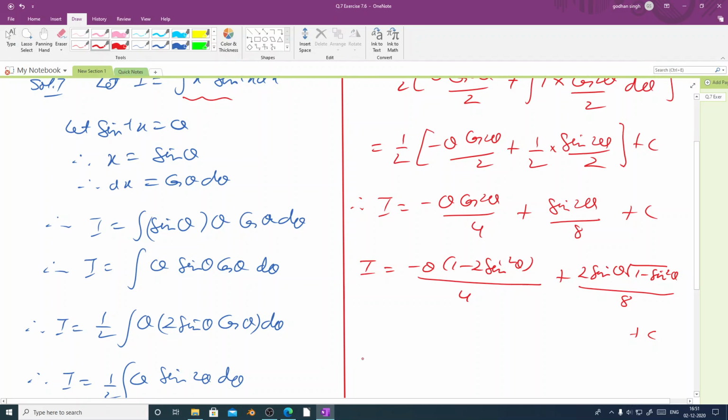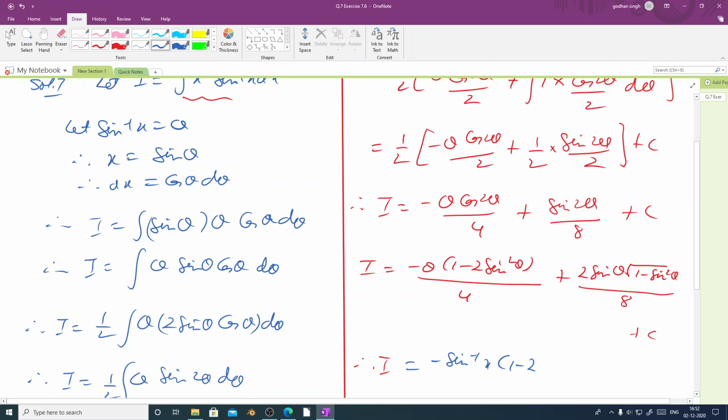Therefore now we can easily rewrite the value which we have got in terms of x. So I is equal to minus, from here we can get theta is sine inverse x, 1 minus 2.